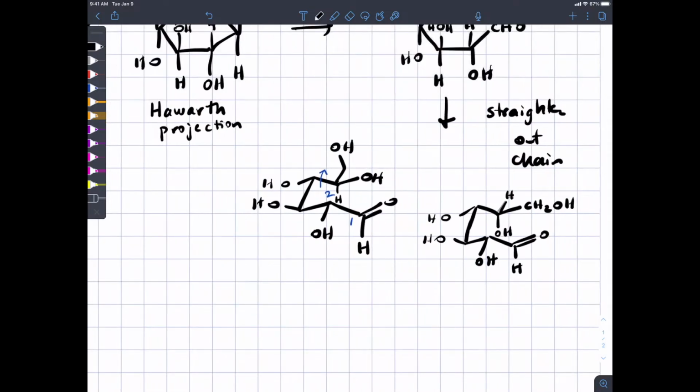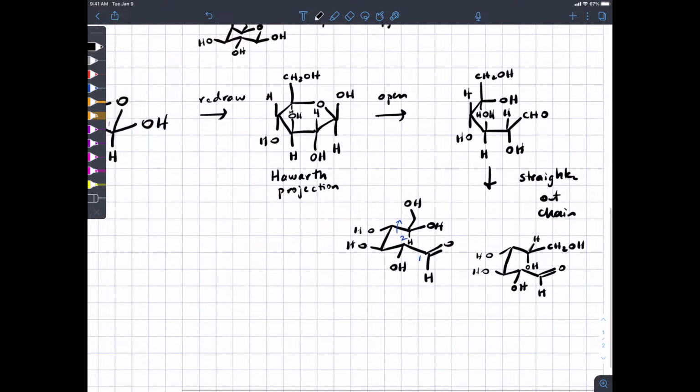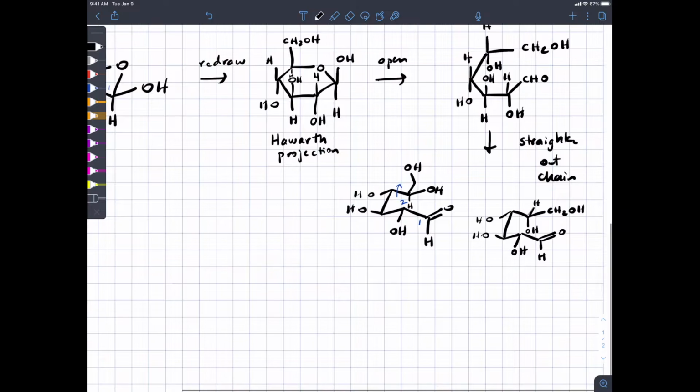And again, to reassure you, I'm not going to ask you to draw sugars this way, but I do want you to know sort of where it comes from. So we could modify our drawing here to say if we put the CH2OH group here, then the hydrogen should be up and the OH group should be down. All right? So now we're going to straighten out the chain.